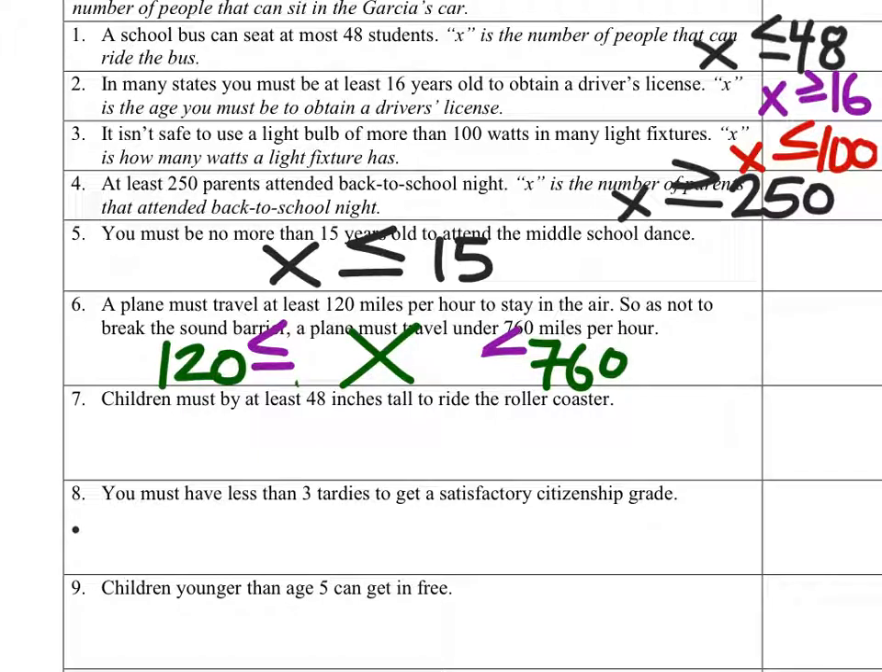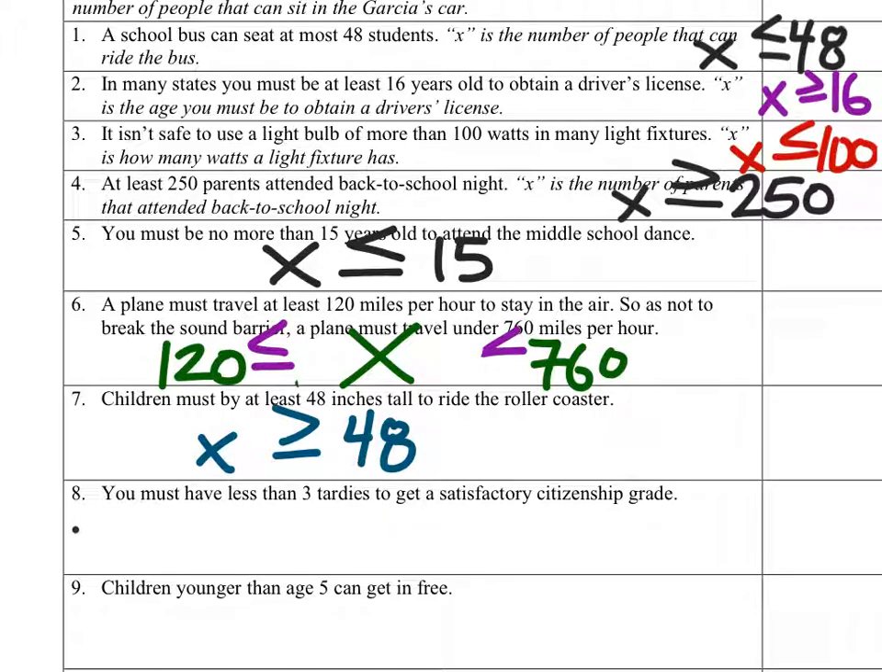And that's it. This would be the actual answer for this one. Children must be at least 48 inches tall to ride the roller coaster. So we're going to compare X, that would be the height, with 48. You would eat the 48. It will have a line under it because it's at least 48, which means you can be 48 inches tall. But does your height need to be bigger than or less than the 48? Yeah, it needs to be bigger, so it should eat the X, right. I suck at this.